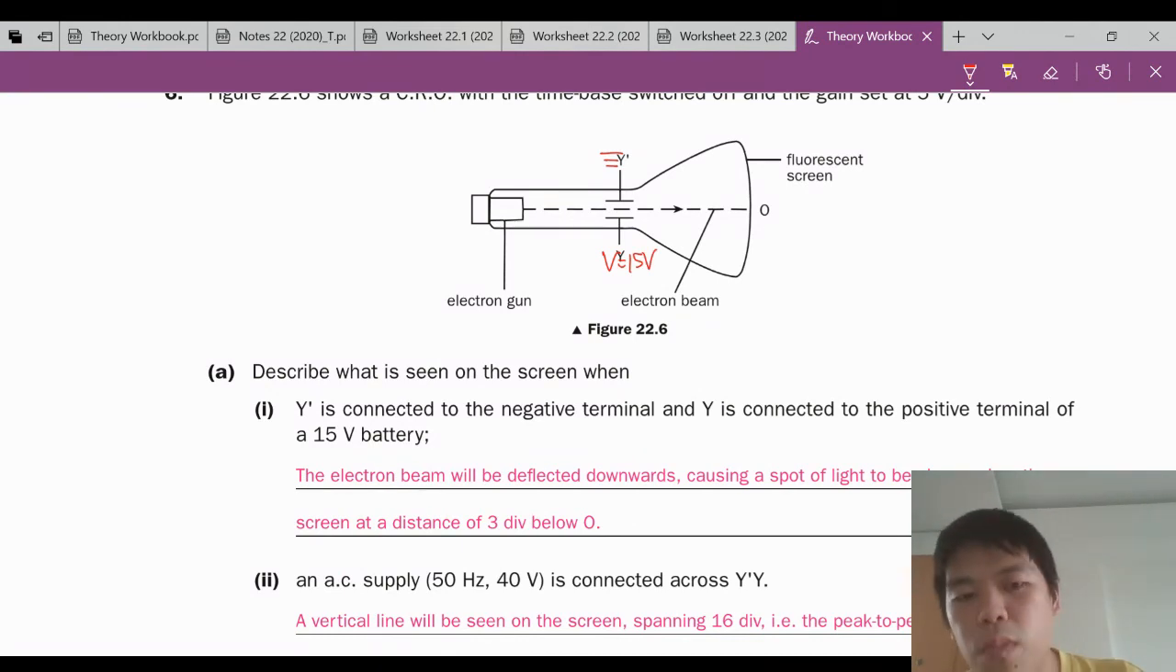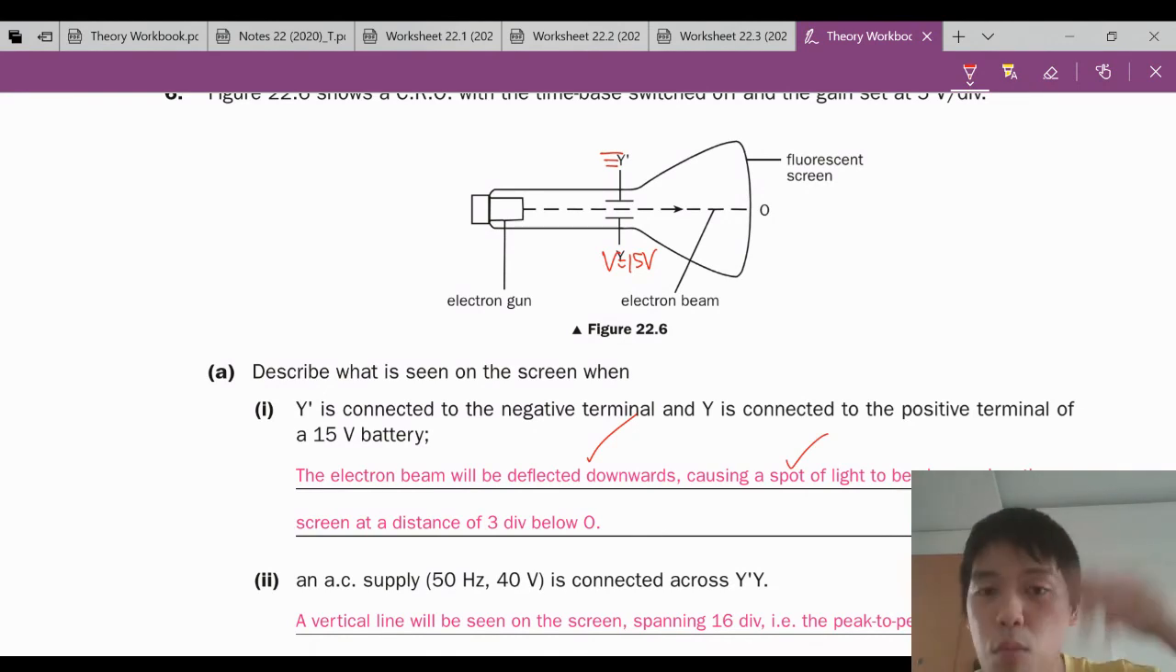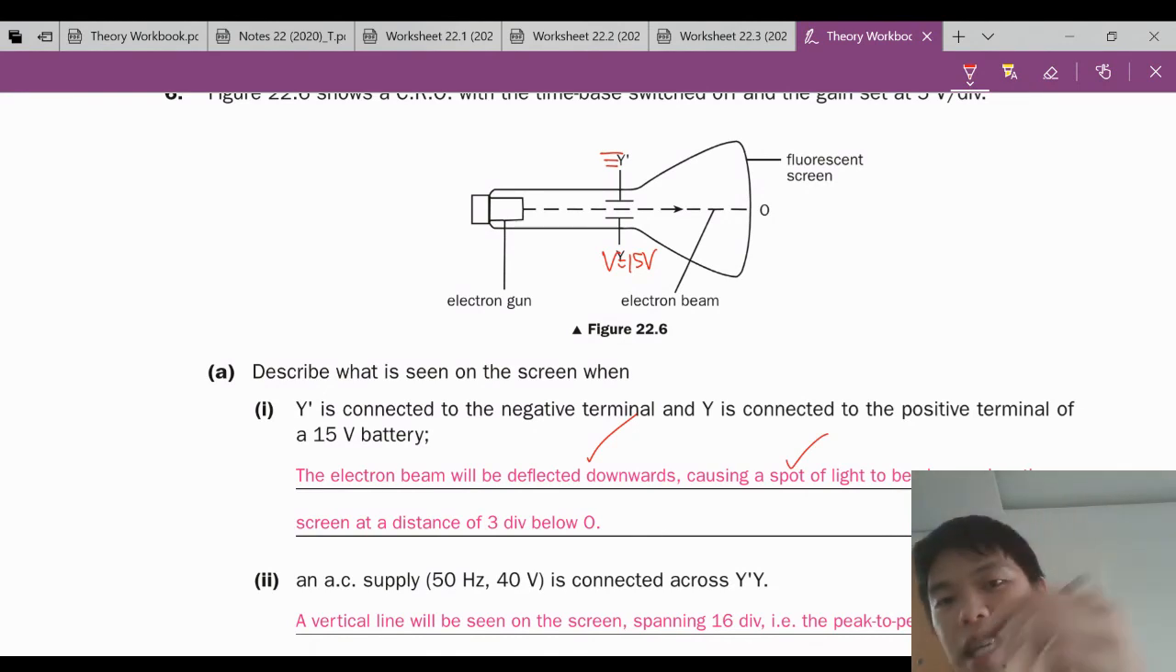So what will happen is the electron beam, since there is a 15 volts battery, is moving through the CRO. When the electron is moving through the CRO, it will be deflected towards the positive, because the electron is negative and the other plate is positive, so they will get attracted. It will move towards the positive plate, and in this case, it will be deflected downwards, causing a spot to be observed at the screen. Okay, so now this is a spot.